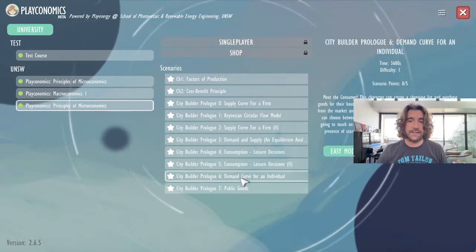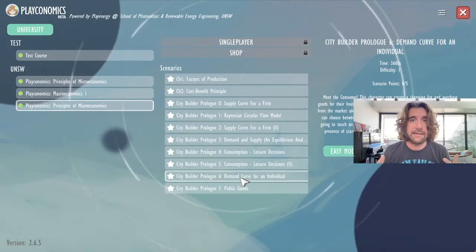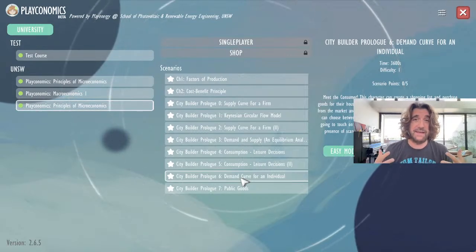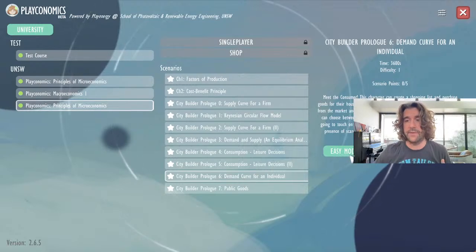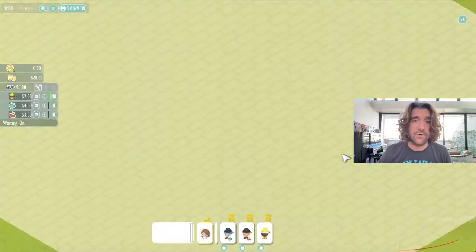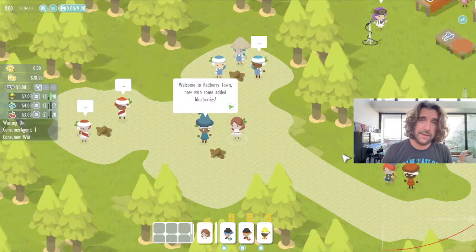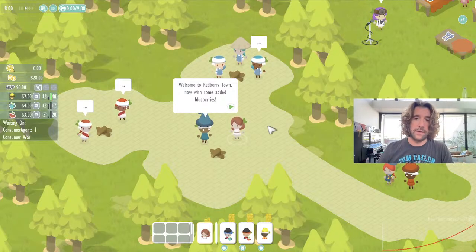If you look at the new scenarios, we have City Builder 6 and City Builder 7. City Builder 6 is about creating and discussing the demand curve, which is a very important concept in economics. Let's jump right into that. I'm gonna get into easy mode, but you could access this also in sandbox mode or hard mode if you wanted. Please check the first workshop if you have any questions about the different modes.